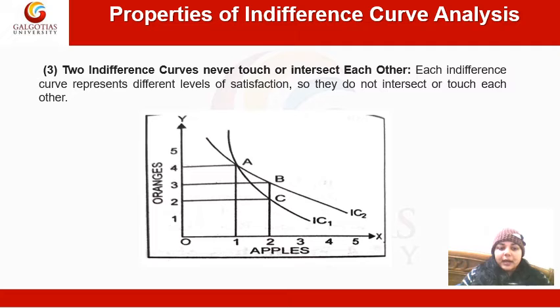Points A and C on indifference curve IC1 represent combinations yielding equal satisfaction. That is, satisfaction from combination A is equal to satisfaction from combination C. Likewise, points A and B on IC2 represent combinations yielding equal satisfaction. That is, satisfaction from combination A is equal to satisfaction from combination B. It implies that satisfaction from combination B is equal to satisfaction from combination C. But it is not possible because in combination B, the quantity of oranges is more than in combination C, although the quantity of apples in both combinations is equal.